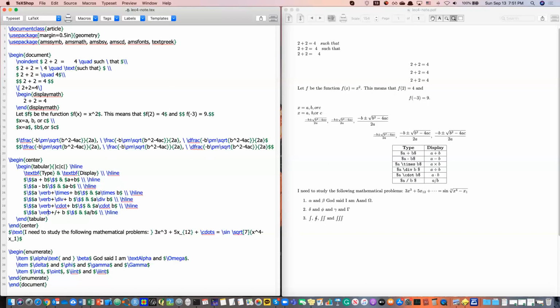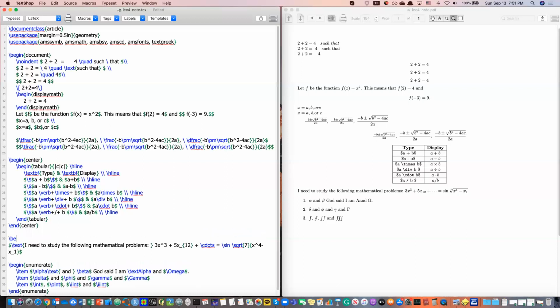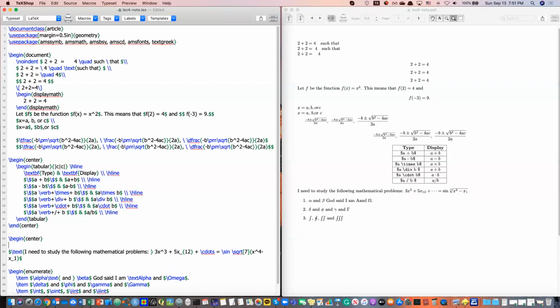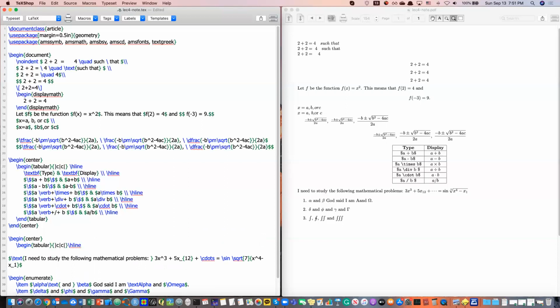Next one, let's practice the upper index, superscript, and subscript. I'm going to reproduce the table in page 13. So begin center and begin tabular, and then textbf, and then type, and then end textbf.